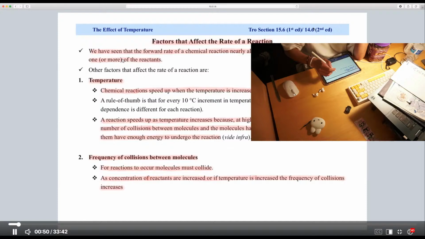Now, the reason that the rate increases with temperature is because as you raise the temperature, the kinetic energy of the reactant molecules increase. And as the kinetic energy of the reactant molecules increase, they're going to move a lot faster. And the faster they move, the more frequent they can collide with each other.